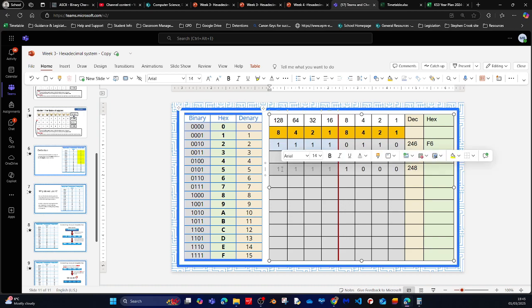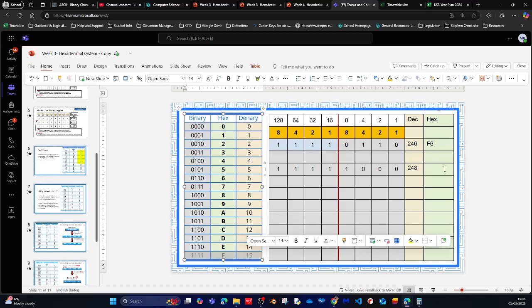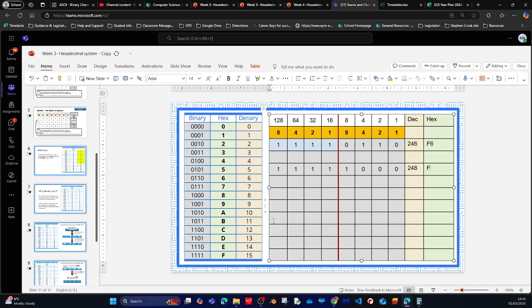So 1111. You look at the table. What is 1111? It is F, the letter F. And 1000 is 8. So when you look at it now, you have F8. Before it you would have F6 and F7. F6 is 246, so we should have 247, and then 248. So that verifies.